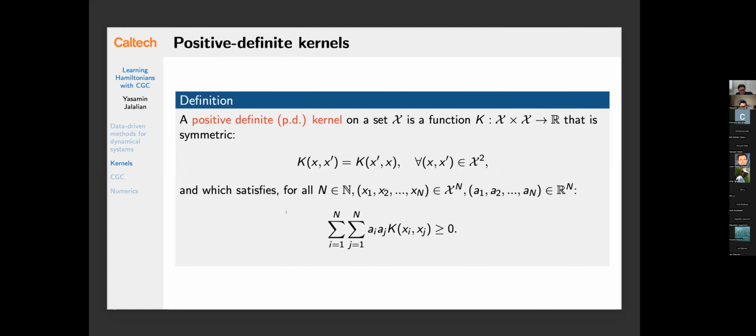By the kernel matrix, what I mean is a matrix whose ij component is the kernel at xi and xj, explicitly written here. It just means that the kernel matrix is positive semi-definite. So in that case, we just call our kernel positive definite.